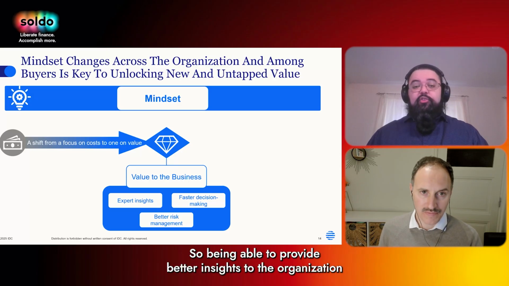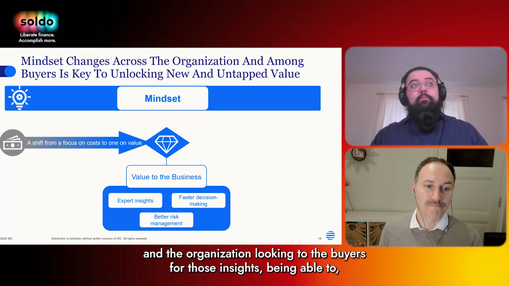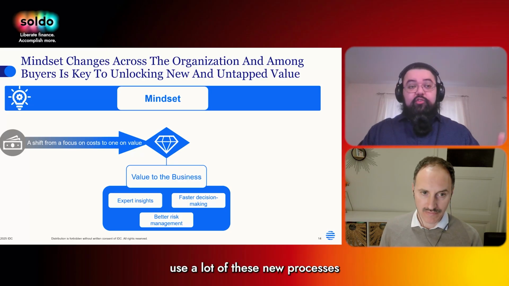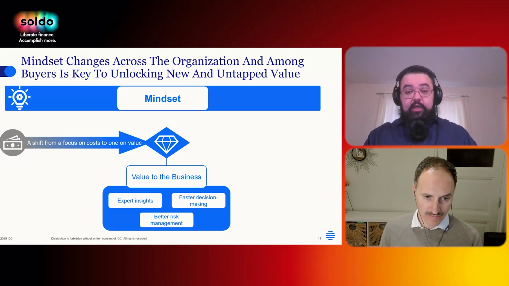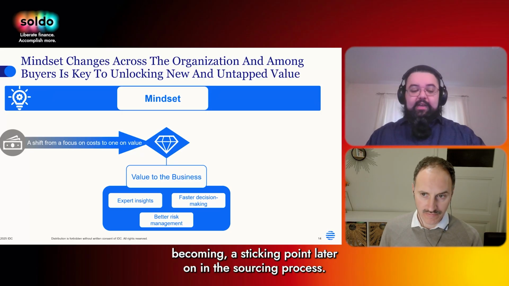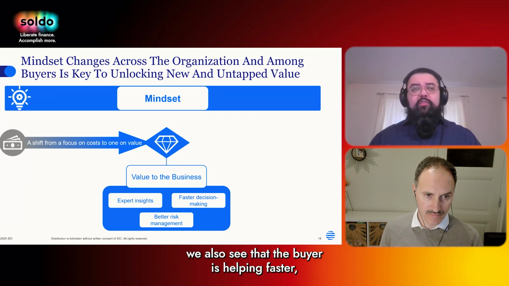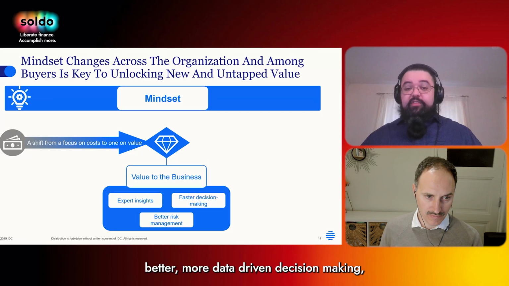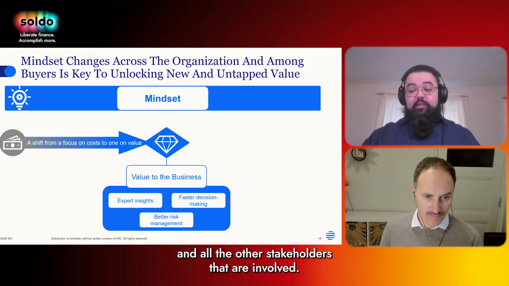So, being able to provide better insights to the organization, and the organization looking to the buyers for those insights, being able to use a lot of these new processes and technologies to reduce risk at the earliest possible stage, so that you have that visibility, you reduce it without it becoming a sticking point later on in the sourcing process. And then on top of that, we also see that the kind of buyers helping faster, better, more data-driven decision-making, not just within procurement, but also outside of the procurement and all the other stakeholders that are involved.